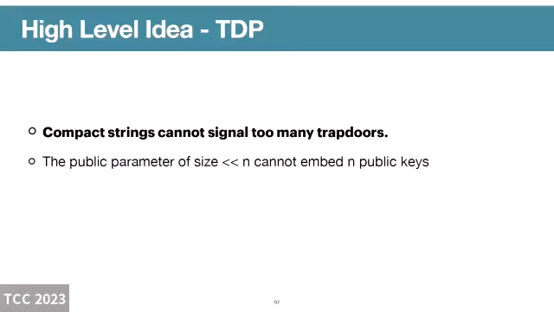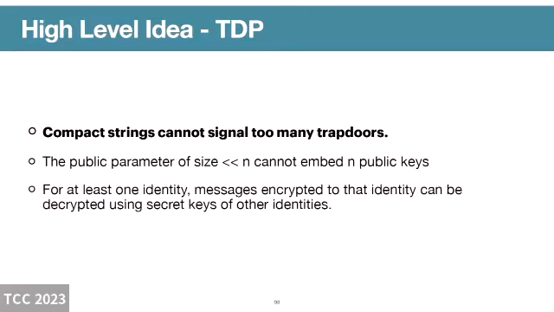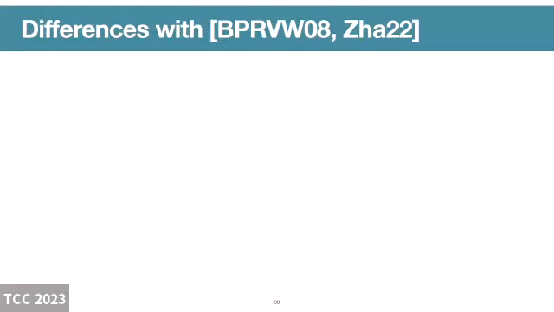And we can use this to show that a public parameter of size less than n cannot embed n public keys. So for at least one identity, the messages encrypted to that identity can be decrypted using secret keys of other people. And that proves our black box separation.